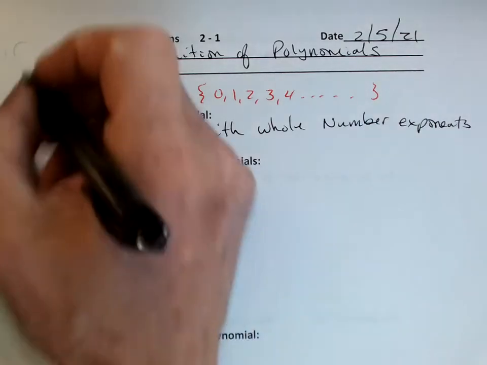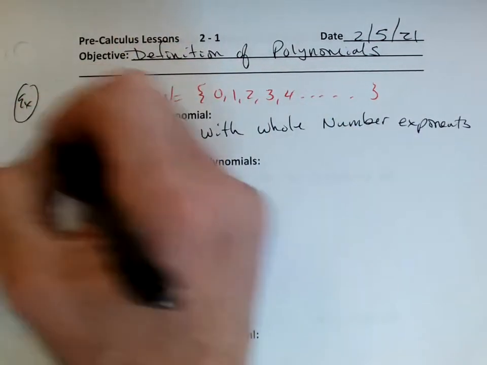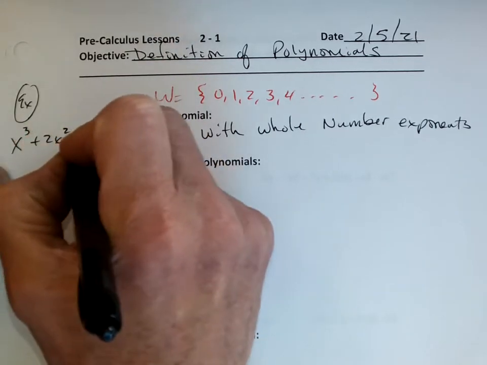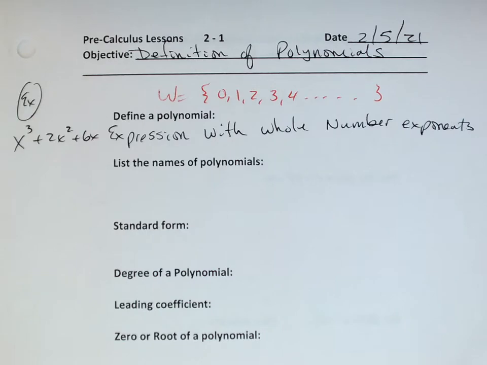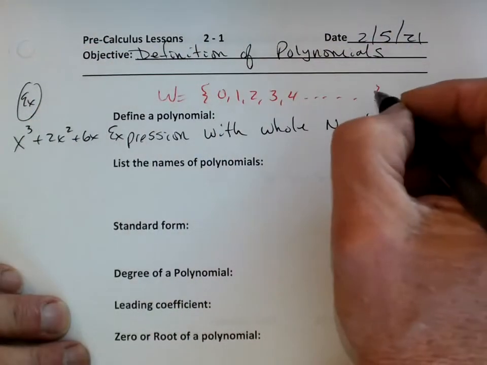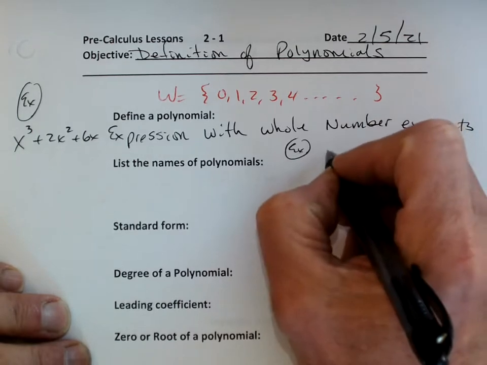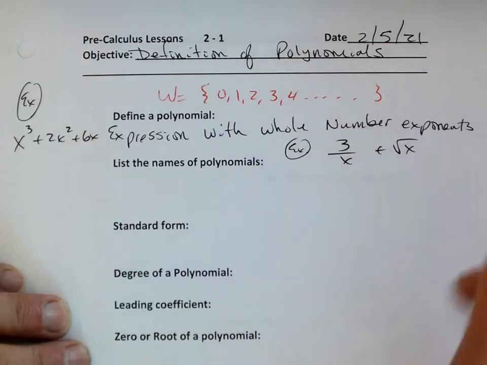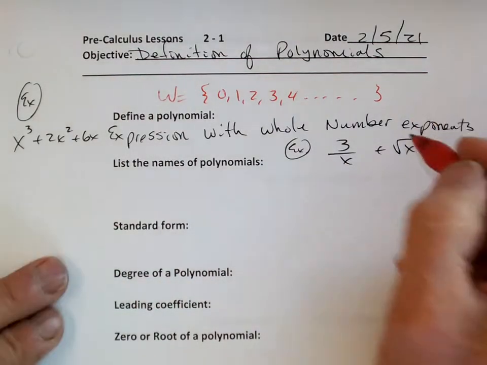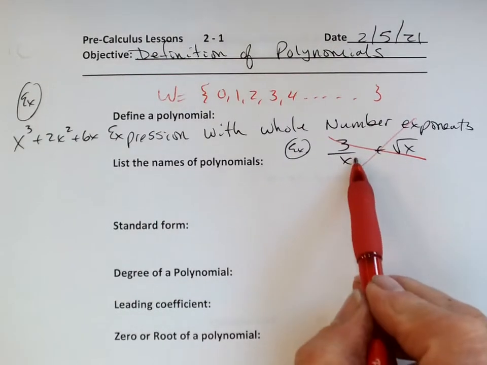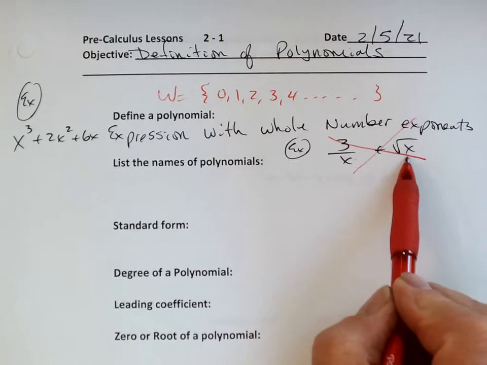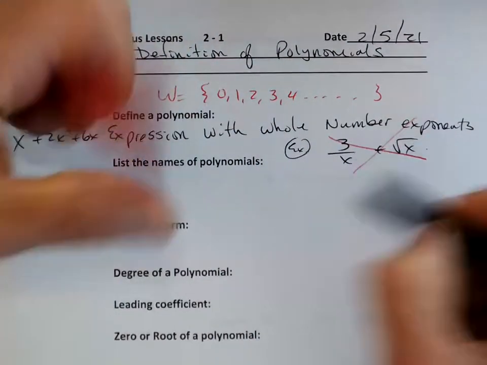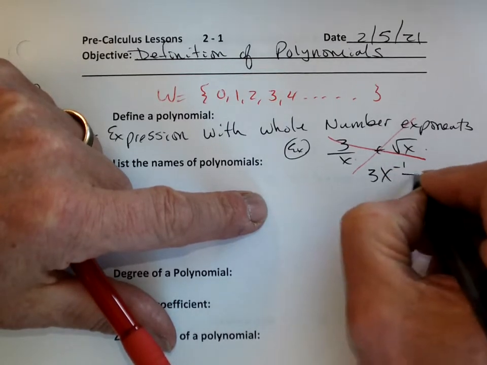So, as an example, if you had 3x squared plus 2x, 3x cubed plus 2x plus 6x, that is a polynomial. But if you had something like 3 over x plus the square root of x, that is not. Because that's an x to the negative 1 when you bring it up, and then x to the 1/2 power.